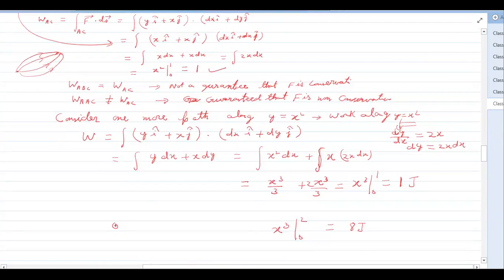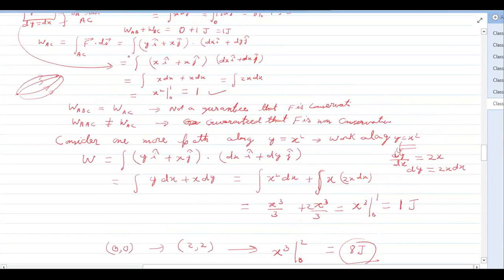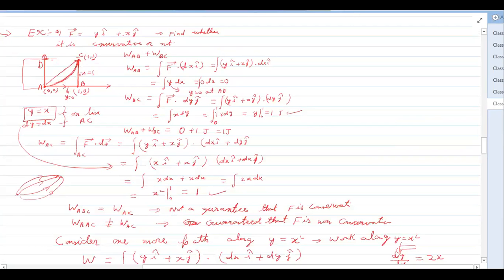Suppose you start from (0,0) to (2,2). Suppose you go like this. So if you go like this, the work done will be 8 joule. Okay, because you have to take from 0 to 2. And similarly, for the work done which we calculated for the first part, the WAB and WBC, here again you have to take 0 to 2. If you take 0 to 2, this result is going to become what? 2 joule. Okay, and the first part will be 0.